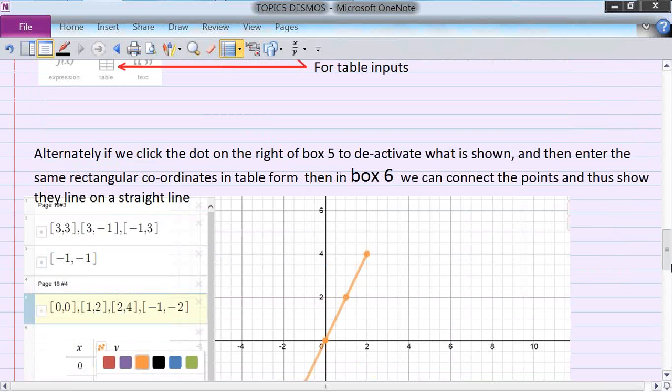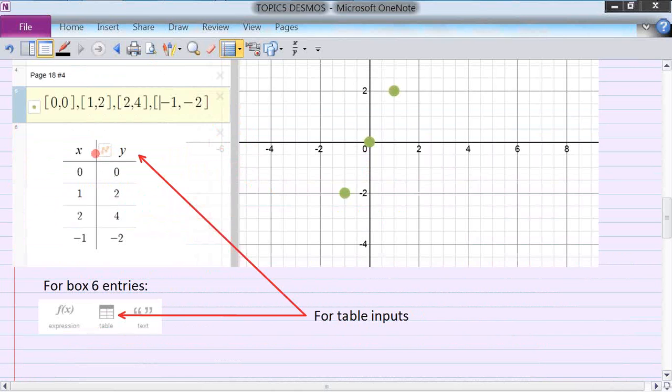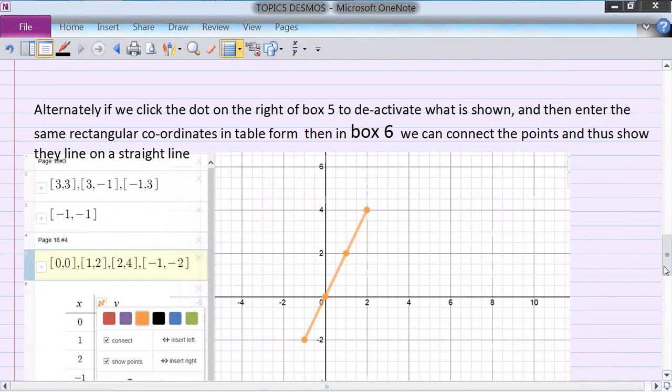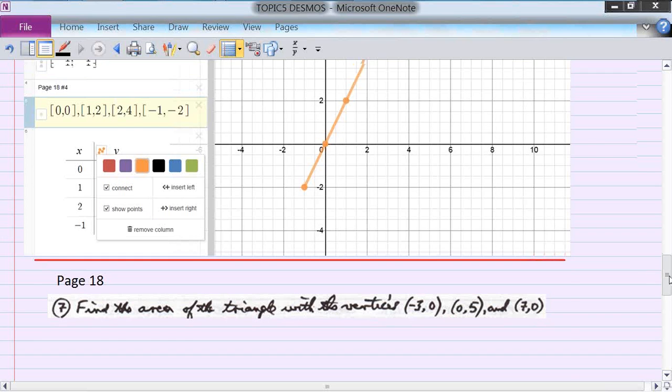And if we click right at this point here, we have to click on here after we enter the table values. It will connect the points, and this little box clicks up and we can connect and show the points. This is when you click on this little box over here and we get this.